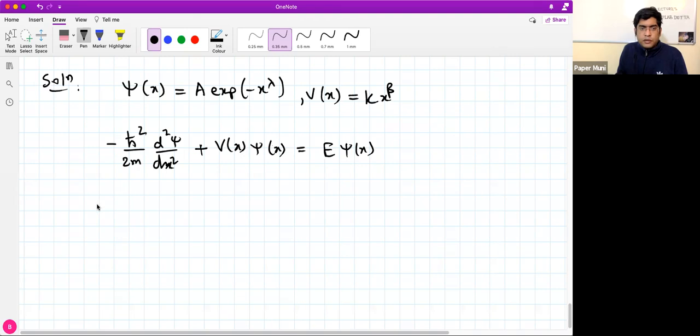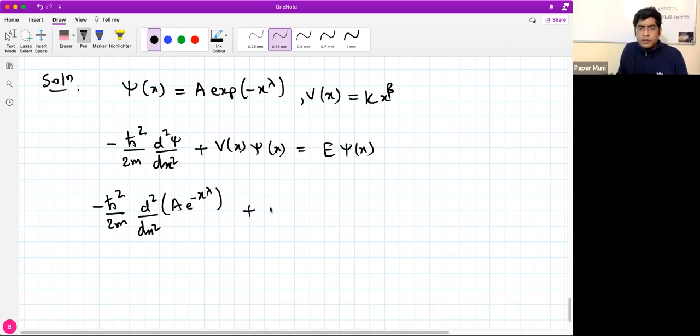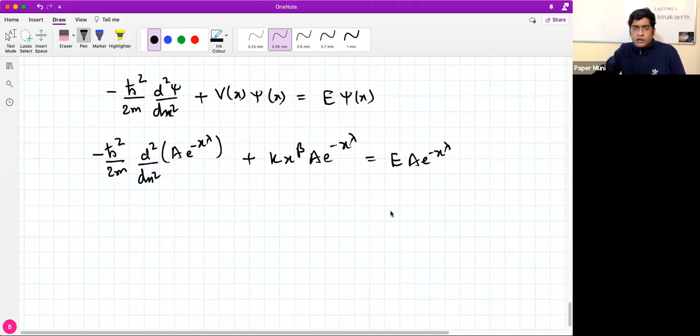So when you apply this, what do you get? Are you guys solving it? Yes, sir. So you just place these equations here. This is plus V(x), which is k x^β, times A e^(-x^λ), equal to E times A e^(-x^λ). All right, so we just have to solve this part.